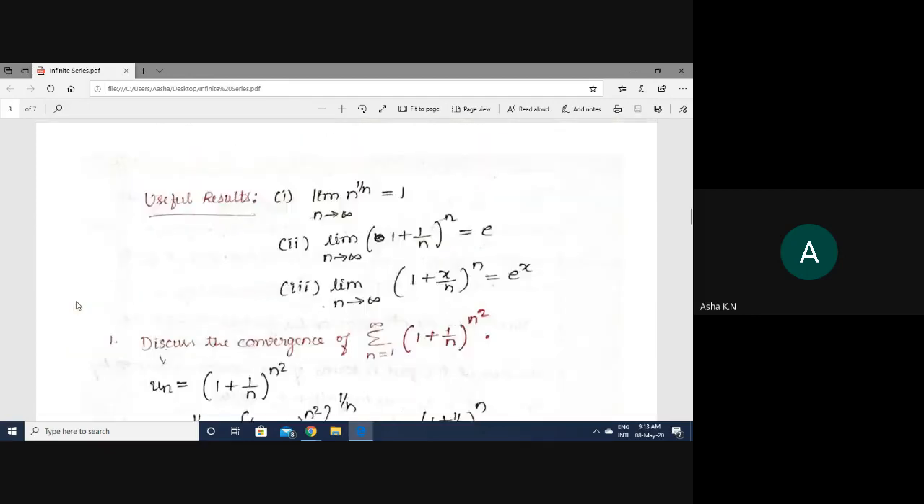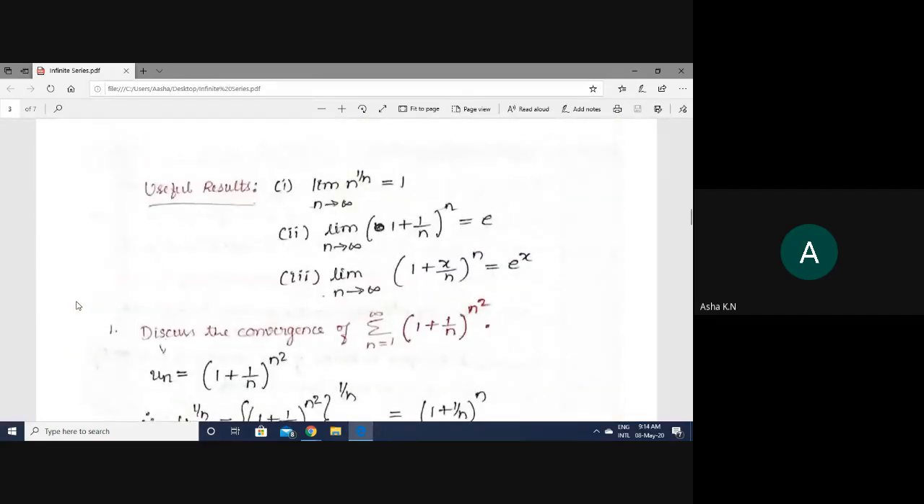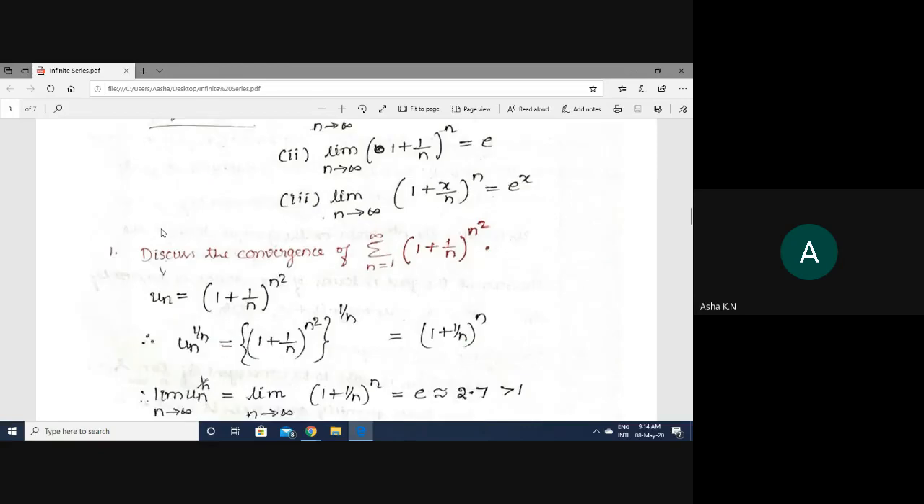We discussed it in the last class. And just to recall, we have 3 standard results. The first one is limit n power 1 by n as n tends to infinity is equal to 1. Second, limit of 1 plus 1 by n whole power n as n tends to infinity is equal to e. And the third one, instead of 1 by n, if you have x by n, the result is e power x. These are the 3 results we will be using in some of the problems.